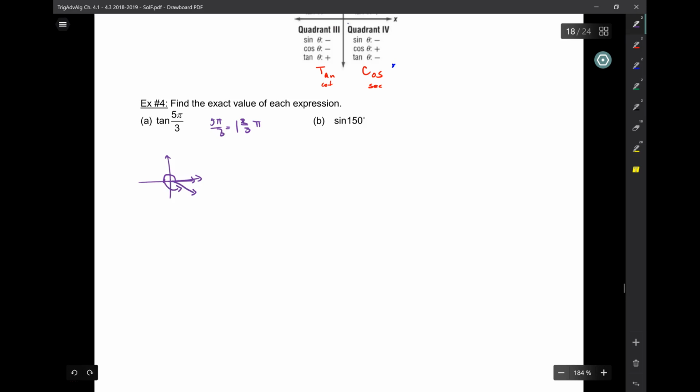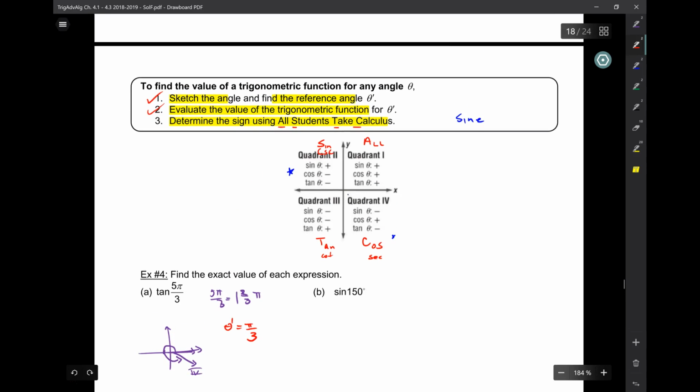What I care about here is the quadrant in which it lands. It landed in quadrant 4. That's the reason for drawing it. If in your mind you know that 5 pi over 3 will land in quadrant 4, you really don't have to sketch it. I'm not going to grade you on the sketching part. You know what I mean? Okay. Now, what's the reference angle? Pi over 3. Okay, so we did part number 1.